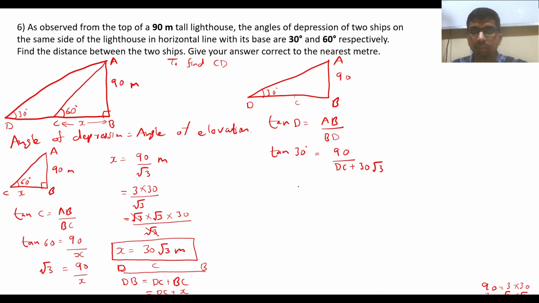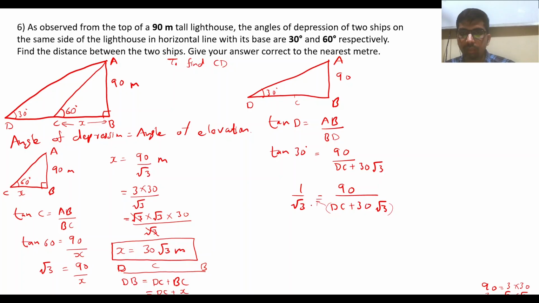Tan 30 is 1 by root 3. This is 90 upon DC plus 30 root 3. Now, I just want to clear one concept: over here, there's only one term in the numerator, but in the denominator there are two terms, and this is plus. You cannot cut 3 ones are 3, 3 nines are 27. Why? Because of a plus over it. Whenever there's plus or minus, you cannot cut. If it's multiply or divide and there are only two terms, you can cut. But if there is a plus or minus, then you cannot cut it. So never cut it.